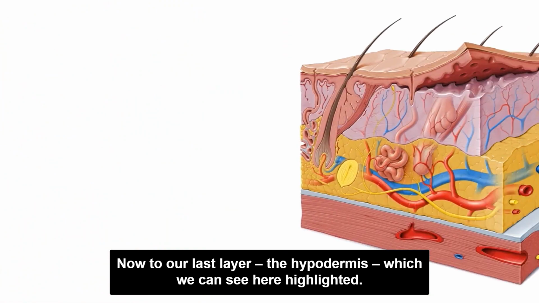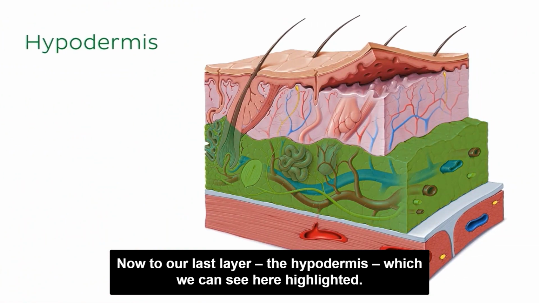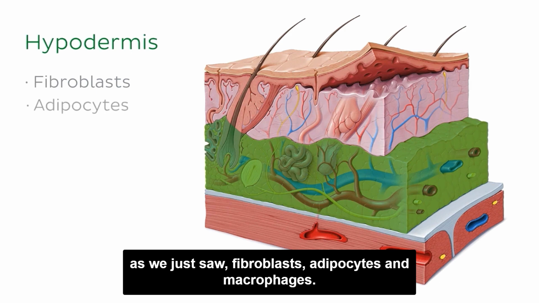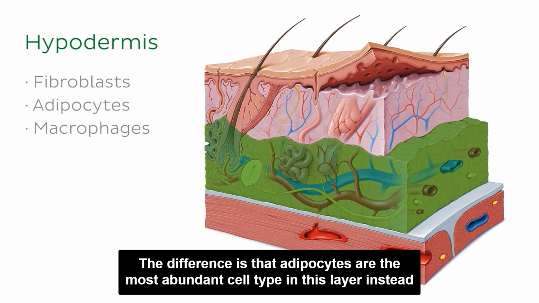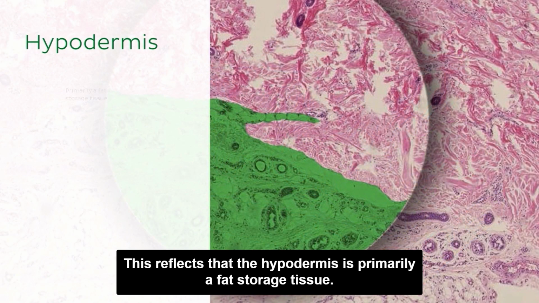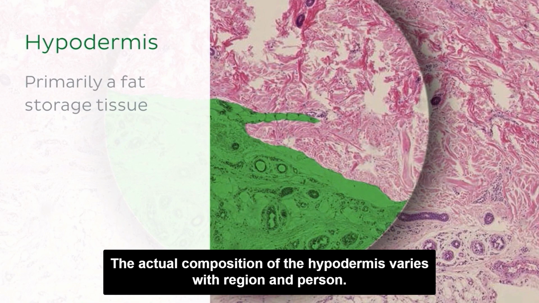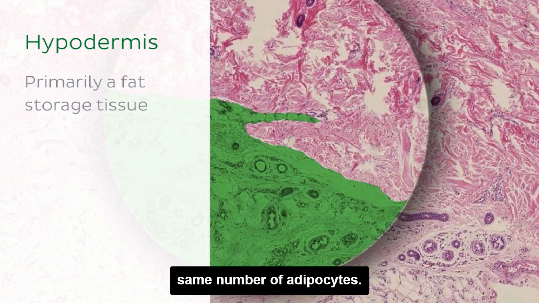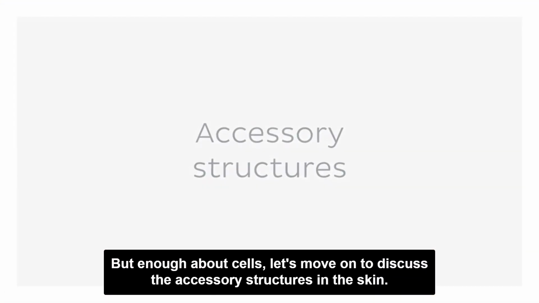Now to our last layer, the hypodermis, which we can see here highlighted. You'll be glad to hear that the hypodermis has the same cells as the dermis, which are, as we just saw, fibroblasts, adipocytes, and macrophages. The difference is that adipocytes are the most abundant cell type in this layer instead of fibroblasts. This reflects that the hypodermis is primarily a fat storage tissue. The actual composition of the hypodermis varies with region and person. The more fat a person has increases the size of the adipocytes, but they still have the same number of adipocytes. But enough about cells, let's move on to discuss the accessory structures in the skin.